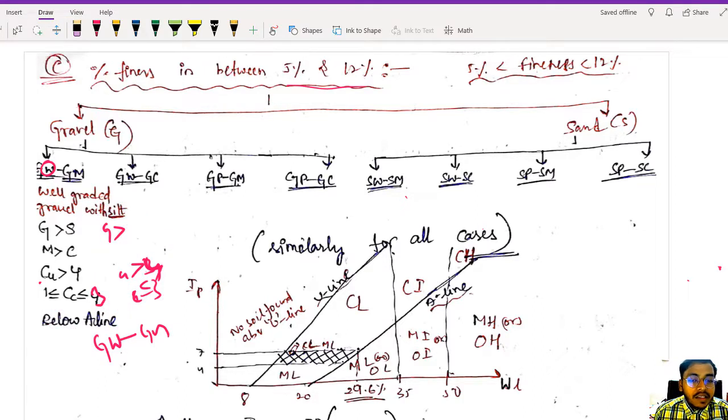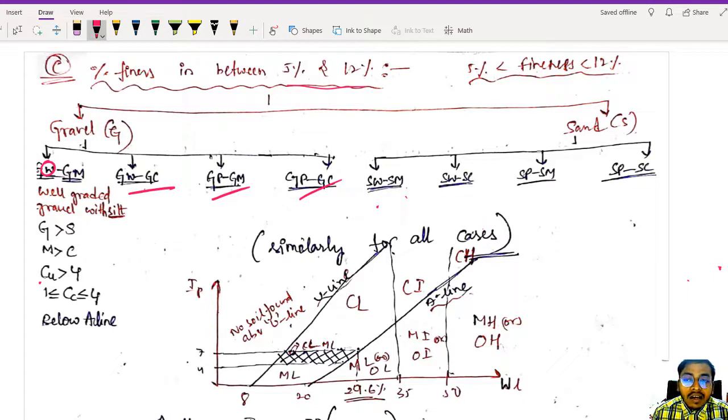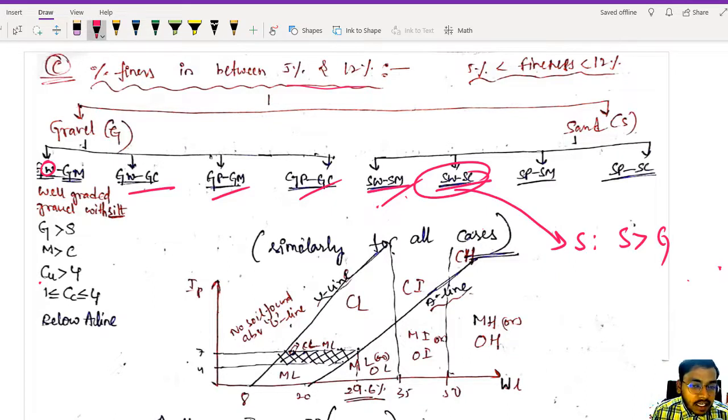Okay, things are clear. Similarly, you can write for all these things, right? Well graded gravel with clay, poorly graded gravel with silt, poorly graded gravel with clay. Similarly, well graded sand with silt, well graded sand with clay. For example, let us write for this well graded sand with clay. So first of all, to be classified as sand, our sand content should be greater than gravel. First clause. What will the second clause be? Clay. So to be classified as clay, our clay content should be greater than our silt. How to know? See, your IP value should be greater than 7 and it should be lying above the A line.